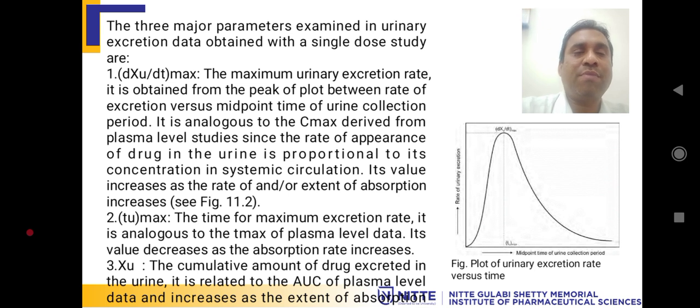Tu max, the time of the maximum excretion rate, is analogous to the Tmax of the plasma level. Its value decreases as the absorption rate increases. Xu infinity is the cumulative amount of drug excreted in urine, related to the AUC of plasma level data, and increases with the extent of absorption.